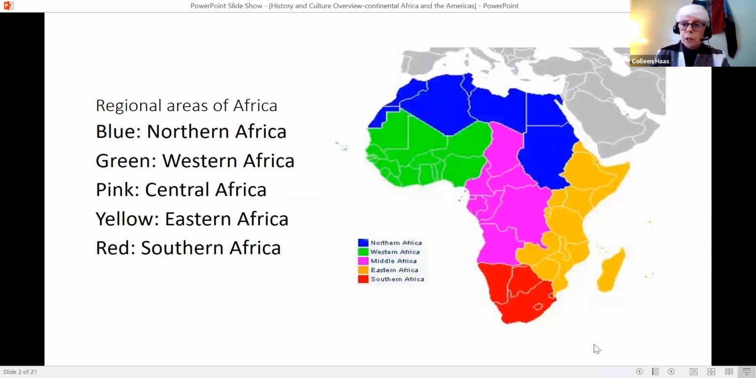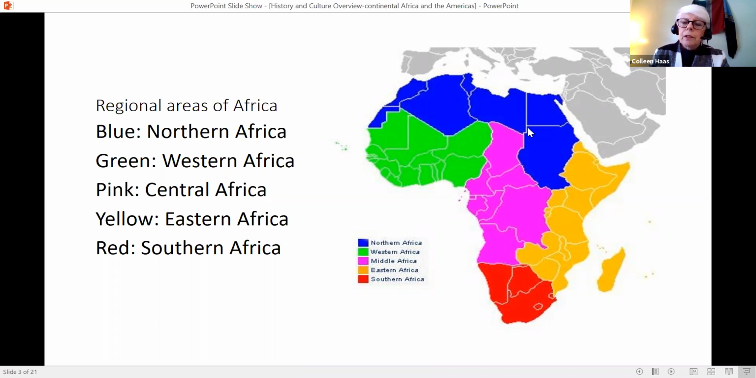We'll talk about Africa in terms of regions. So instead of talking about specific countries, sometimes we can break it down into regions and they might have some similarities in terms of their histories or culture groups. This is a general way that a lot of the readings might refer to music as well, or art, or whatever they're talking about.